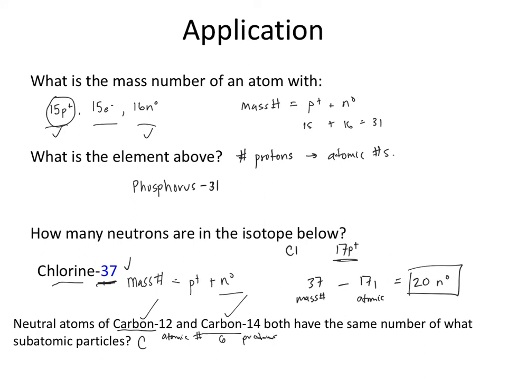But also, because we're talking about a neutral atom, as discussed earlier, in order for an atom to be neutral, the positive and negative charges have to balance out. So since I have 6 protons in both these isotopes, I also have to have 6 electrons. So the number of protons and the number of electrons are both the same in carbon-14 and carbon-12. The difference between each of these, of course, is the number of neutrons.